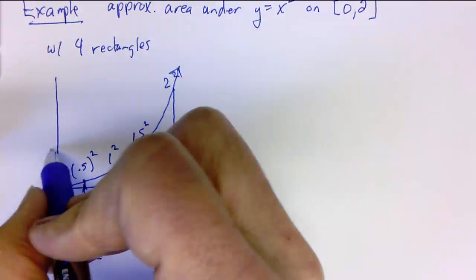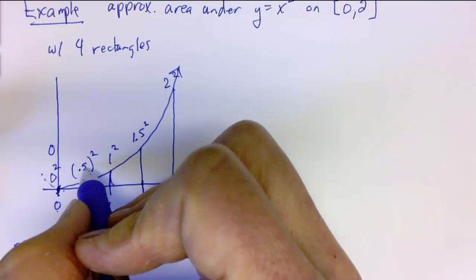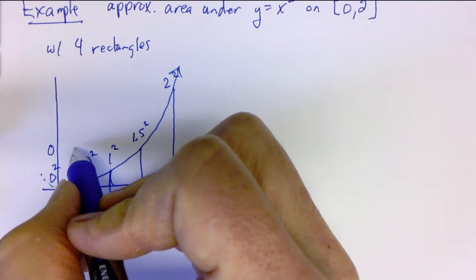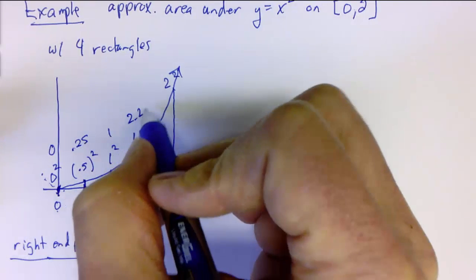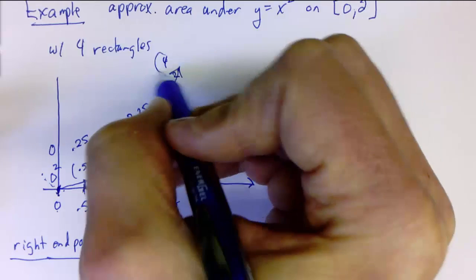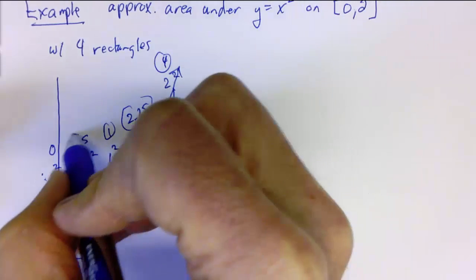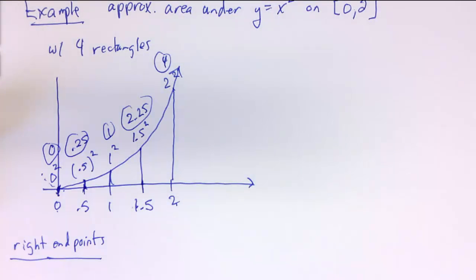Let's just write those down. So that's height 0, of course. 0.5 squared would be 0.25. 1 squared is 1, of course. 2.25 and 4. So those are the heights that we might need where we evaluate the function.